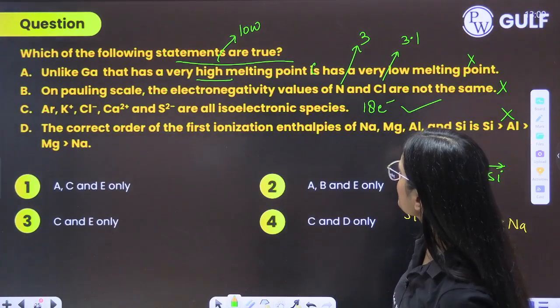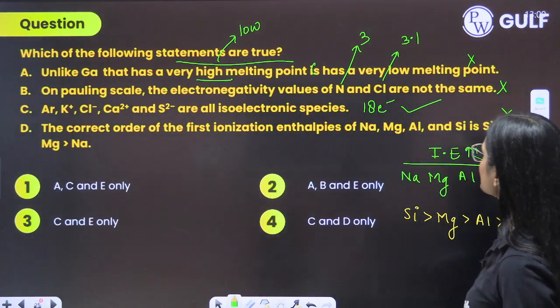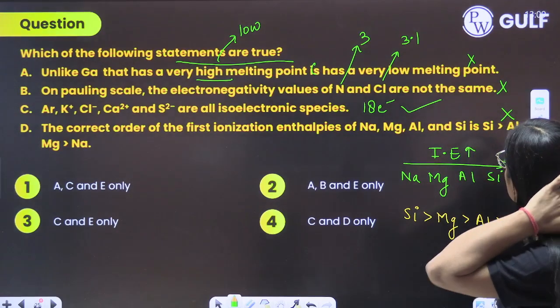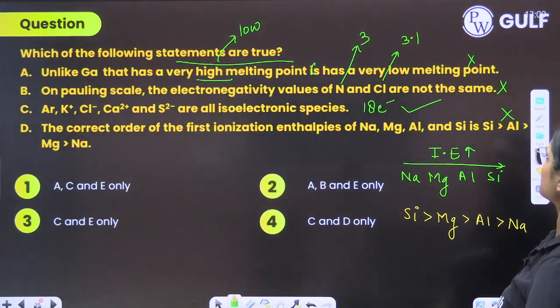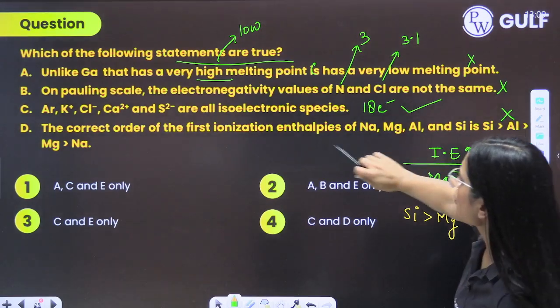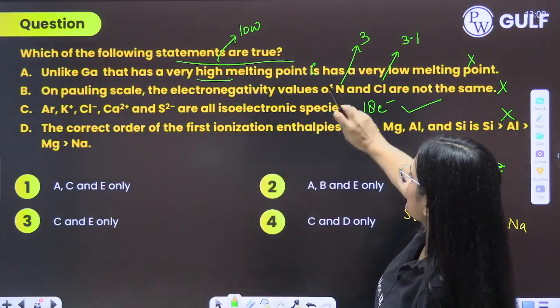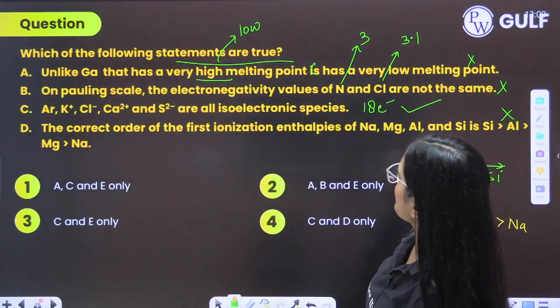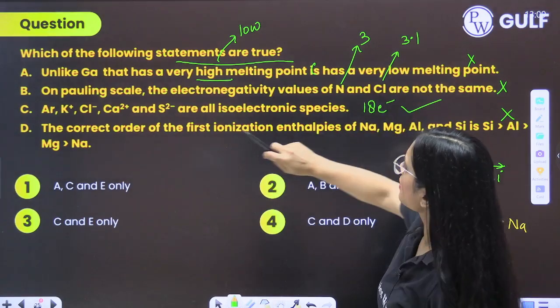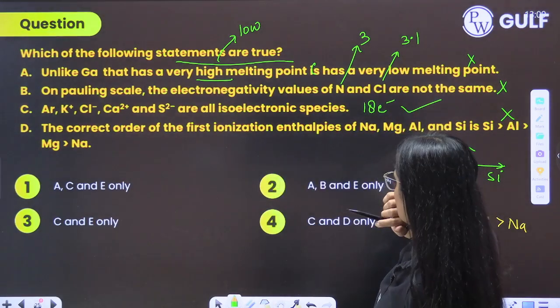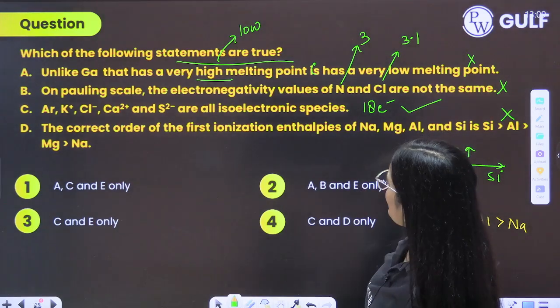What is the mistake here? Correct order of first ionization enthalpy of sodium, magnesium, aluminium is this. Silicon, magnesium, but this is not correct. This is wrong. These all are isoelectronic species, that is true. Unlike gallium has very high, this is wrong. On the Pauling scale, the electronegativity. It says true in the question.